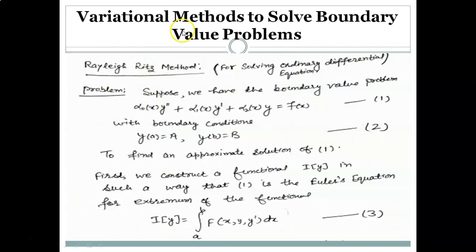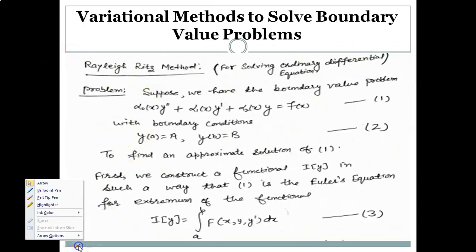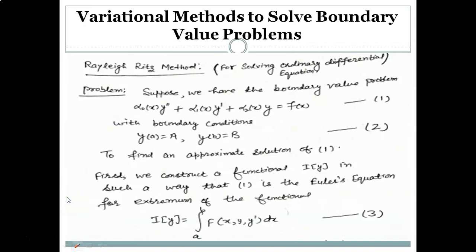So in variational methods to solve boundary value problems, in this lecture, we are particularly talking about this Rayleigh-Ritz method. So what is this Rayleigh-Ritz method and how is it used for solving a boundary value problem? Before moving on to the solution part, first of all, you should know what a boundary value problem is. A boundary value problem is nothing but an ordinary differential equation that can be homogeneous or non-homogeneous.